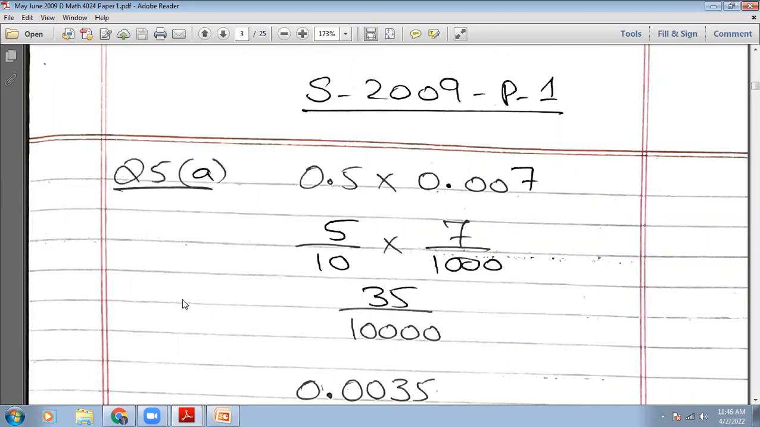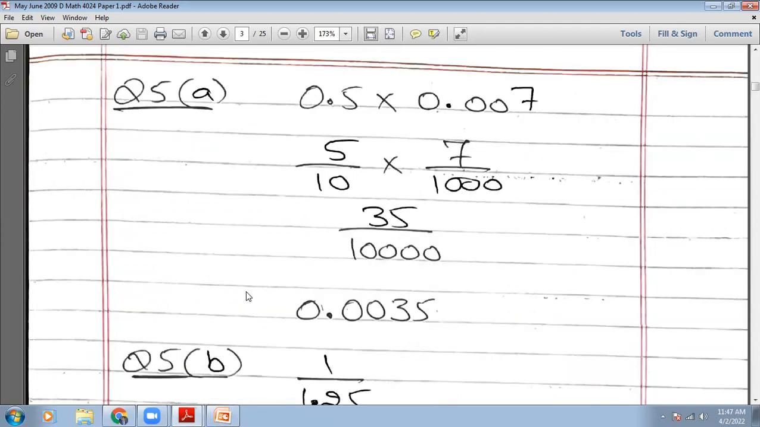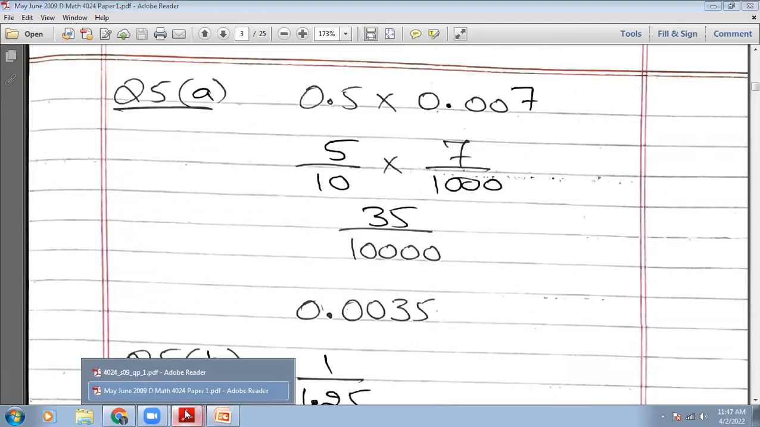So numerator will multiply with the numerator. The denominator will multiply with the denominator. So you will have 35 divided by 10,000. So I will adjust the decimal, and the decimal is right now here. So it will move 4 steps to the left. So you will have the answer 0.0035. Hope you understand.